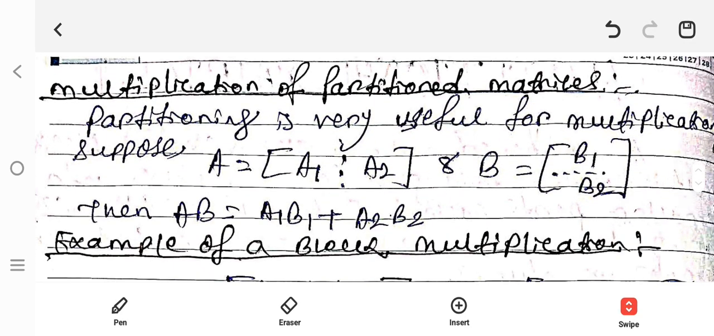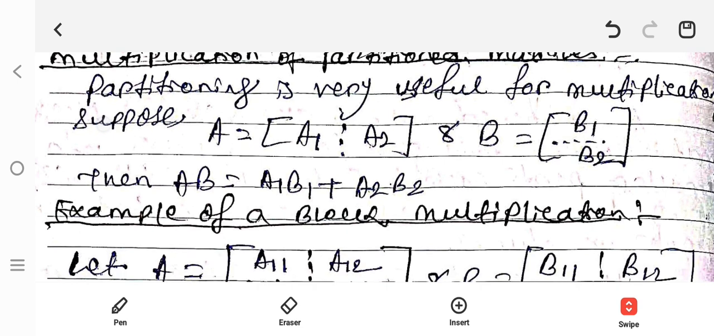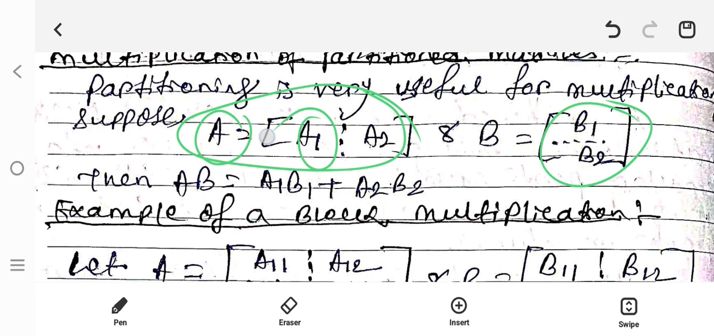And now the multiplication of partition matrices. Partitioning is very useful for multiplication. Suppose, let's say, A equal to A1 and A2 and B equal to B1 and B2. So for the matrix A we have two blocks, A1 and A2, and for the matrix B here we have B1 and B2, two blocks.